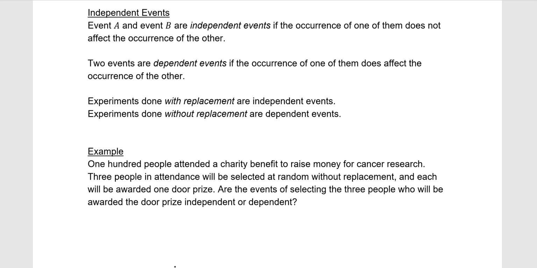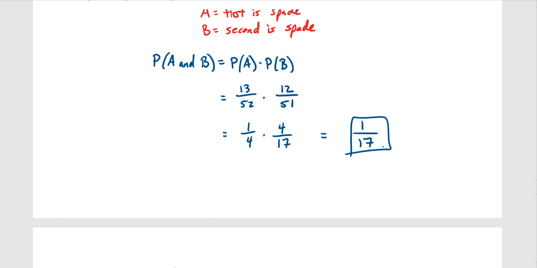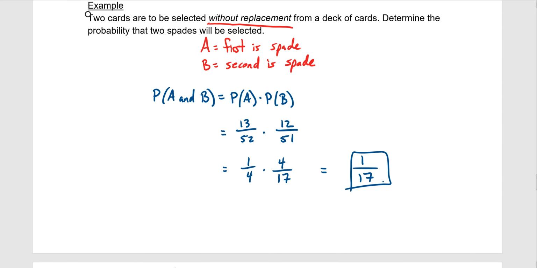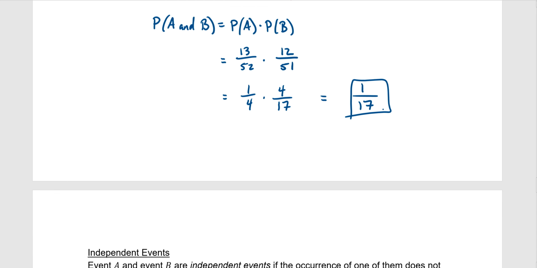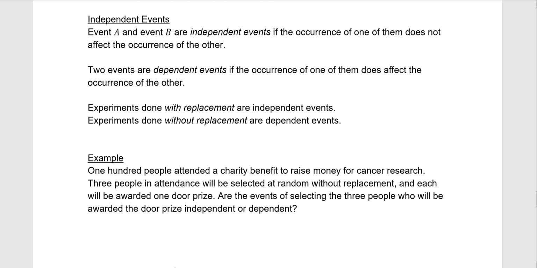So the one without replacement that we just did, we saw that the sample space changed from 52 to 51, and so did actually the number of spades in there. So that changes the second probability, so that means they're dependent.